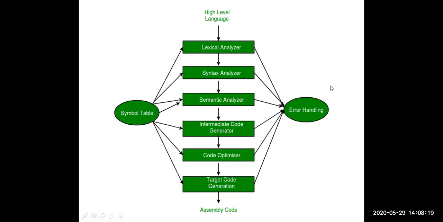Yesterday we started the concept of the structure of the compiler. We have seen briefly what the structure of the compiler is. When we come to the structure of the compiler, the entire compiler is divided into two parts. The first one is the analysis part, the second is the synthesis part. The process of compilation is divided into these two parts, the analysis part as well as the synthesis part.